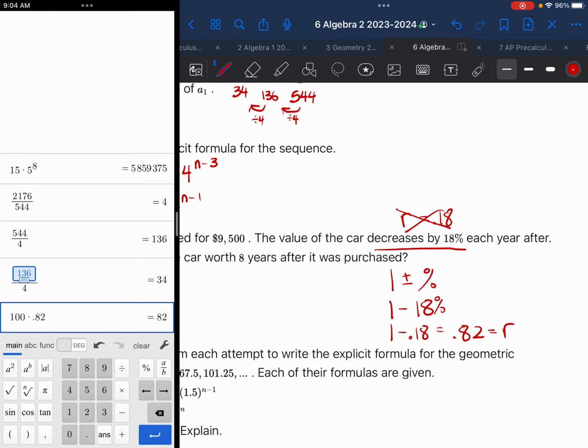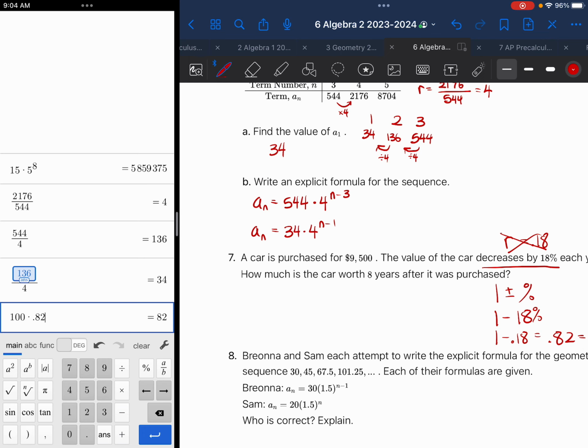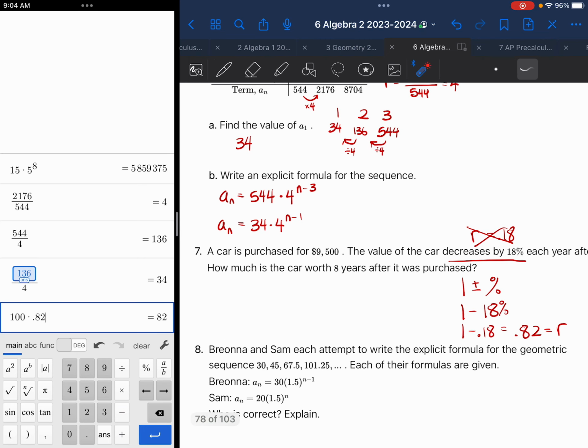So after we find the common ratio, it's really easy to set up our explicit formula. We need an explicit formula because I don't know how to find 8 years out into the future. I could keep multiplying by 0.82, multiply by 0.82, multiply by 0.82. But repeated multiplication, the shortcut is exponents, right, or powers.